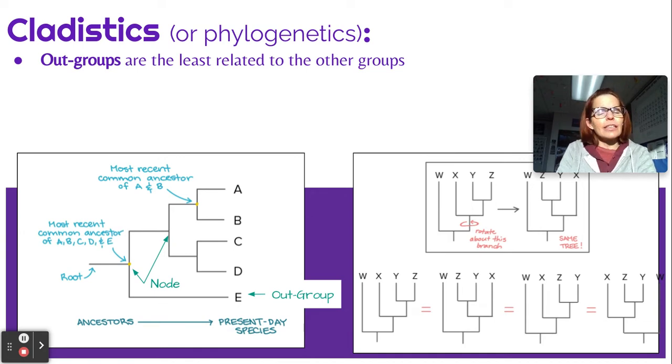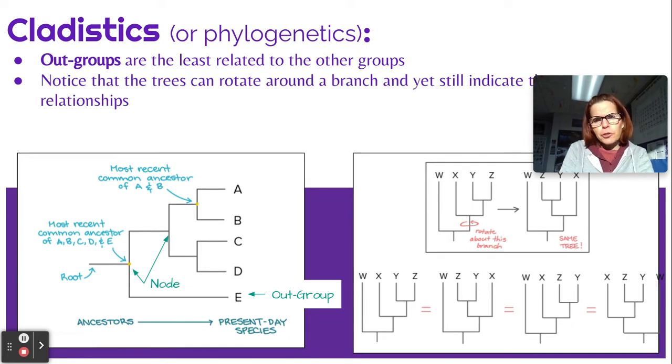That's a word that's on your learning targets. Outgroups are the least related to other groups. So take a look at the cladogram down here. I've labeled the outgroup. A and B are more closely related. C and D are more closely related, but all 4 are more closely related to each other than they are to outgroup E. Notice that the trees can rotate around a branch and yet still indicate the same relationships.